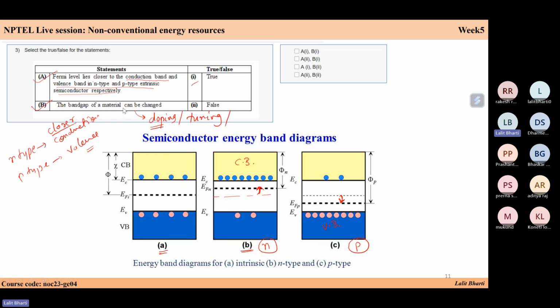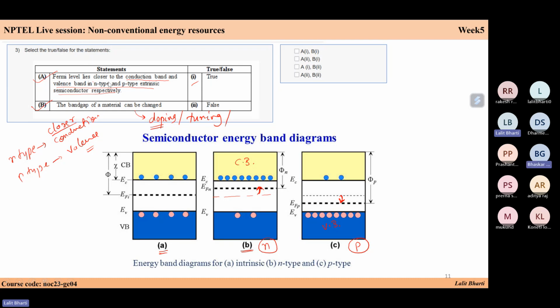Question statement B is slightly confusing, but mainly in the lecture we are talking about doping and tuning. So doping doesn't change the band gap. So for this course content, statement A first and B second should be correct. But it is not impossible to change the band gap of the material. We can tune the band gap, but for the sake of our course content, your option 3 should be correct.